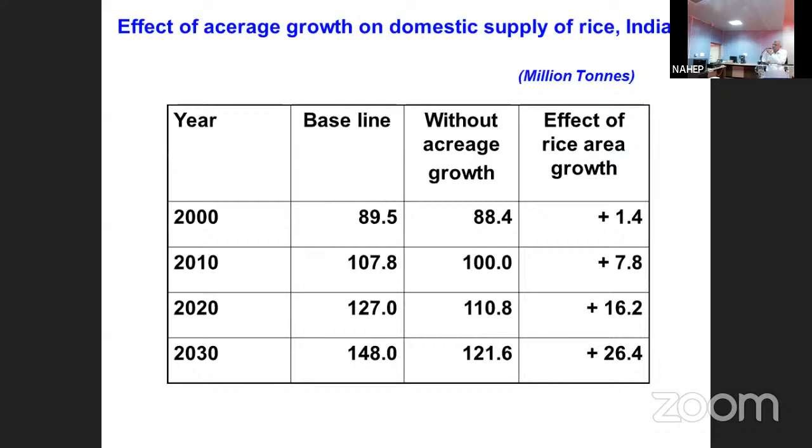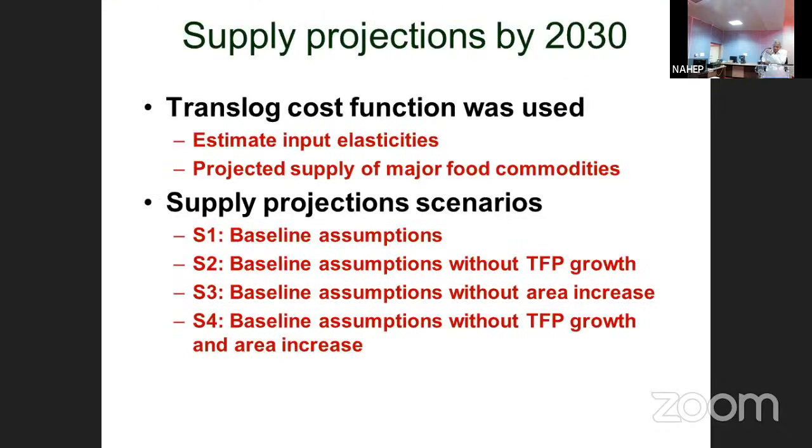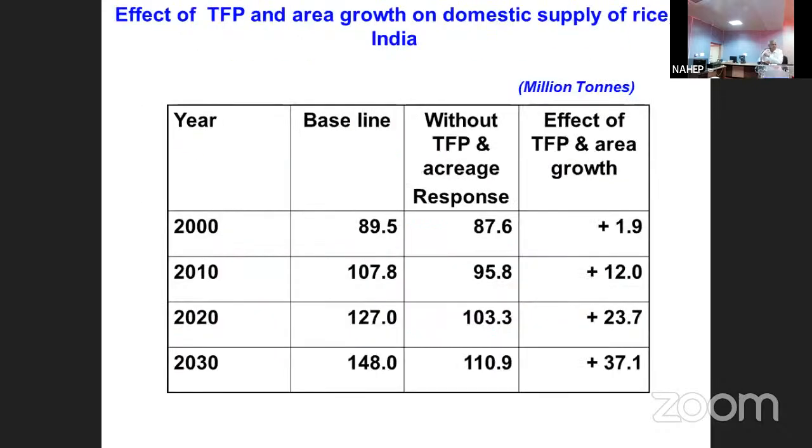So we can study the effect of acreage. If acreage increases, then there is only a small surplus of price. We can have the TFP and area growth effect. This is the acreage. And if acreage is not there, then we have only the TFP effect. If TFP and acreage are both zero, then we have only the input. So this way, this is the second method by which we can do this. There is one paper on this.